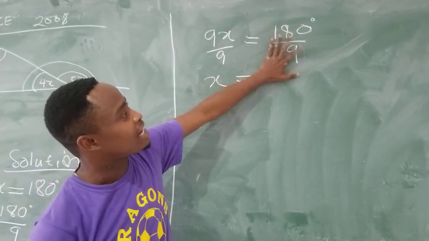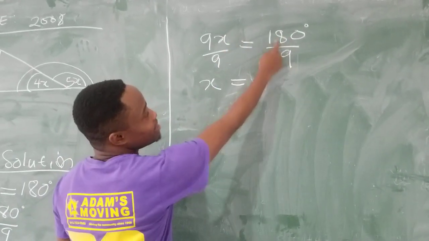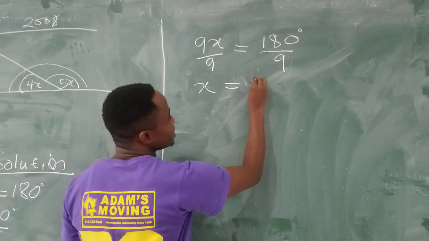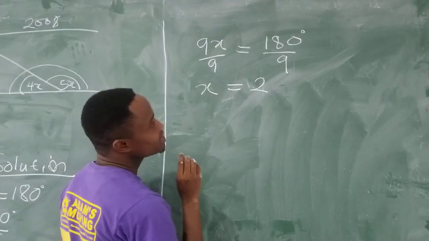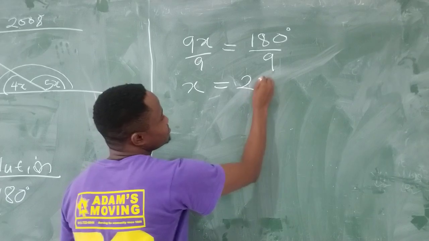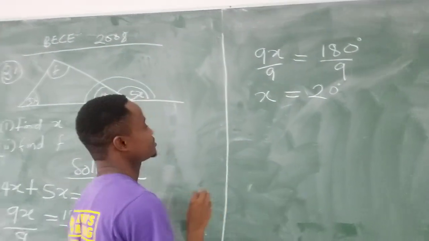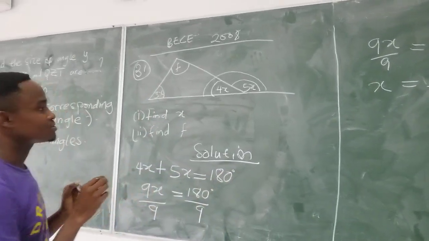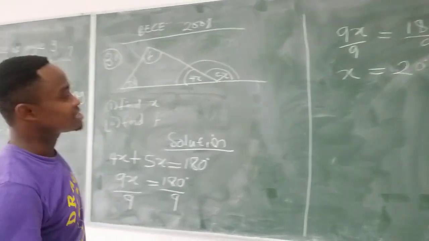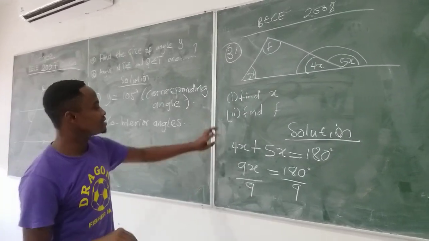Now, this one you can actually use long division, but don't bother yourself. Start from here. 9 goes into 18 how many times? 2. So you have your 2, right? And then this one is in tens, so you add your 0. So you have 20 degrees. Okay, so that solves our question. You go through your options, and then you could see your 20 degrees and choose it. And then this one follows.